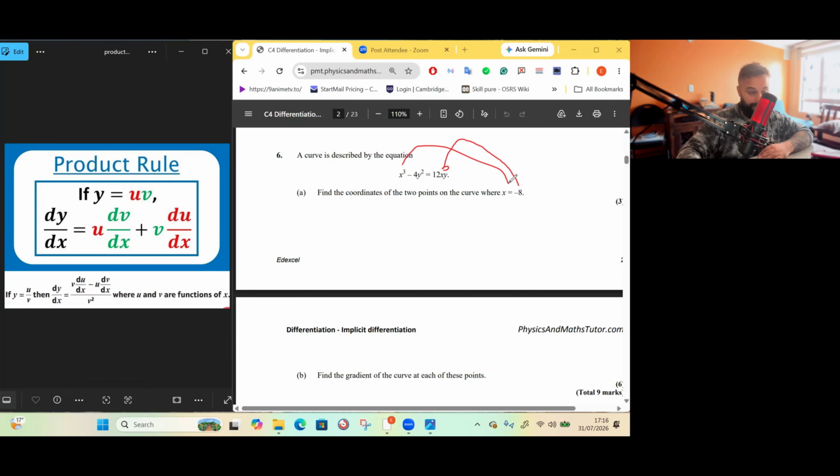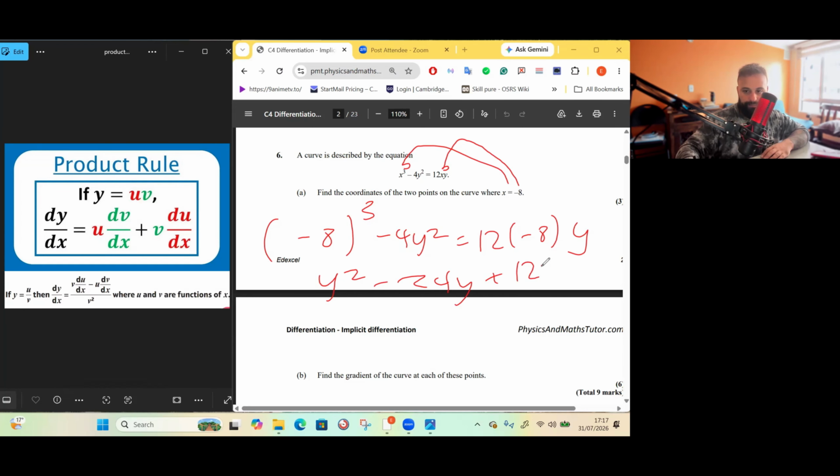You move it all over, divide by -4 also, and you should get y squared minus 24y plus 128. Okay, then you factorize this, and then y is equal to 8 and 16. Then you find out your x coordinate on those points is -8. So you write down the x, and you just write down the 2 different y coordinates. And that is your answer.